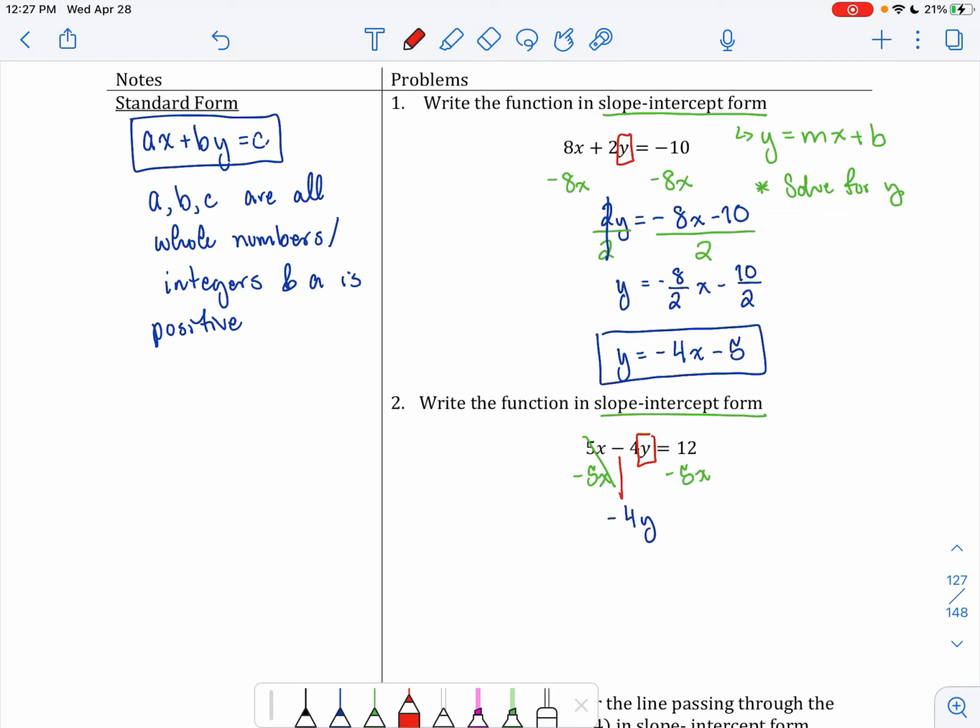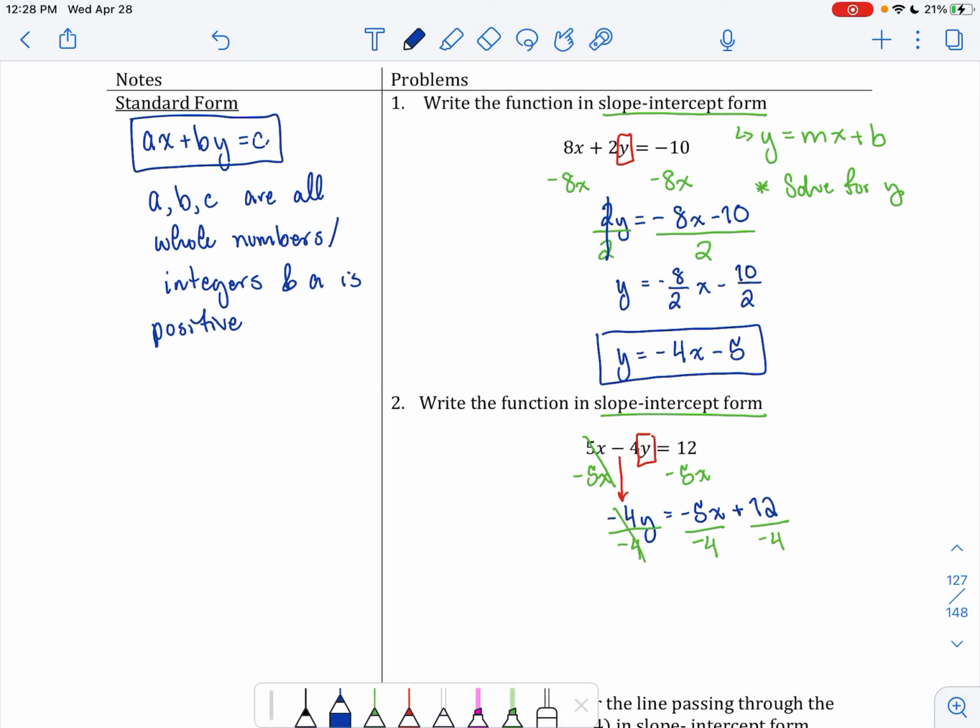Then we're going to divide by negative 4. And remember, we're going to do it to all the terms. So you can think about it separately like that if that's helpful. Cancels here. So now we have y by itself, which is great. Negative 5 over negative 4 is positive 5/4 x, because the negatives cancel, but the fraction doesn't simplify any farther. Positive 12 over negative 4 is negative 3.